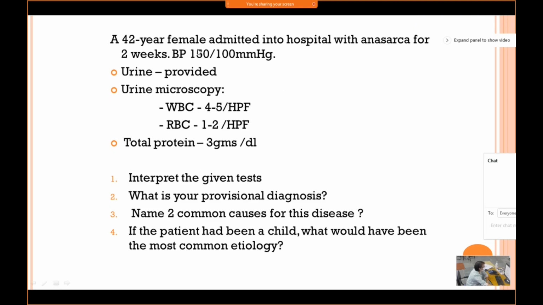In adults, nephrotic syndrome may have hypertension, okay? And name 2 common causes for this disease. In an adult, you have to know what are the causes for nephrotic syndrome. So in this case, the most common cause in adults is FSGS followed by membranous. And if the patient had been a child, what would have been the most common etiology? It's minimal change.